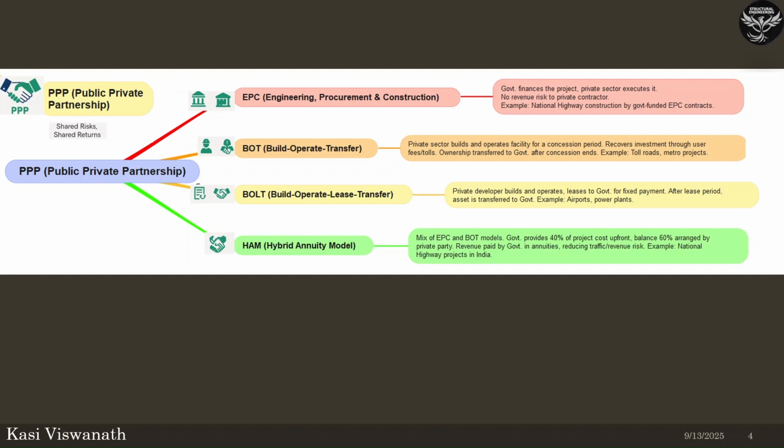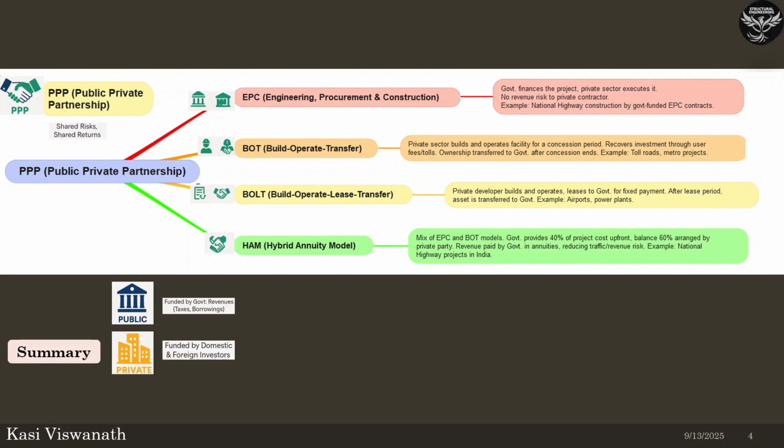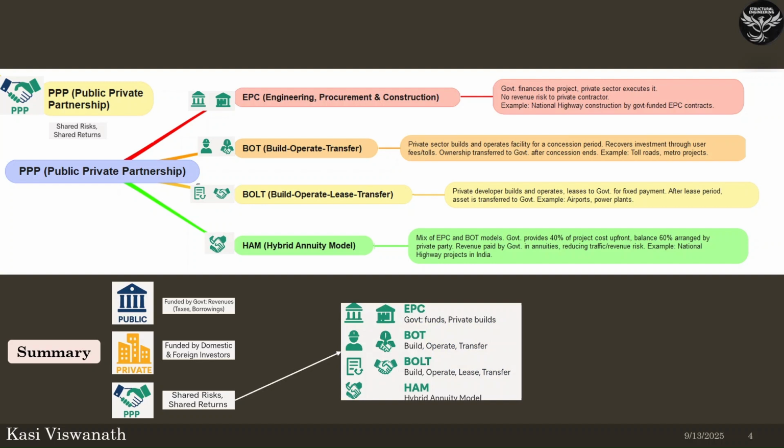To summarize, public investments emphasize public welfare and access, funded and run entirely by government. Private investments are profit oriented, faster, and more innovative, but entail higher risk for private actors. PPP models represent a middle ground, combining government oversight and funding with private efficiency and financing, with submodels like EPC, BOT, BOLT, and HAM to suit different needs. Understanding these models is crucial because they set the stage for when and how structural engineering expertise comes into play in real projects.